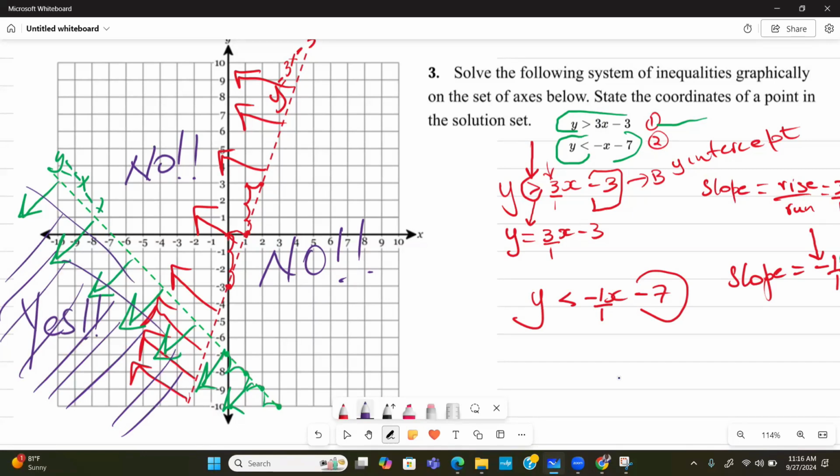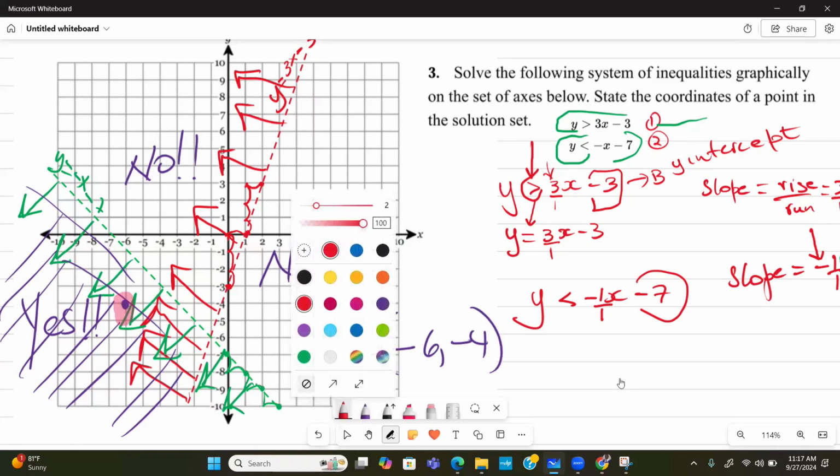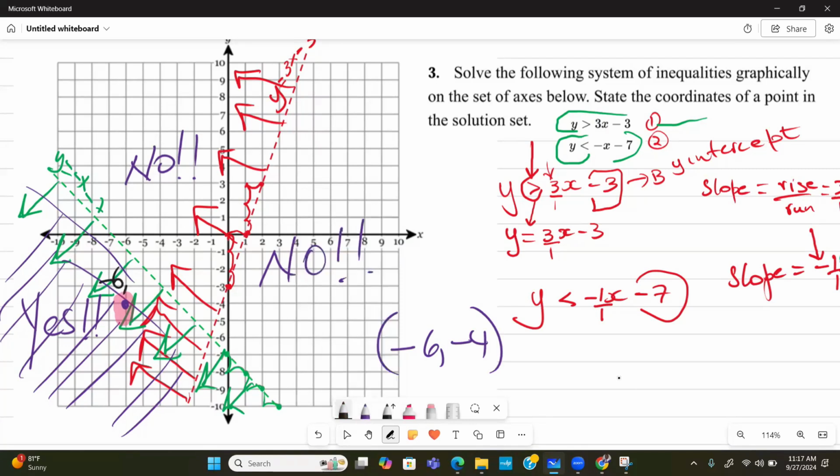Now, we want to pick a point that is in that region. So all I'm going to do is just to pick any point. So I'm going to focus on -6, -4 right here. So -6, -4 is right here. So a point that's in that region is -6, -4. So I could just put it right here. That's -6, -4. That's a point in the solution region.